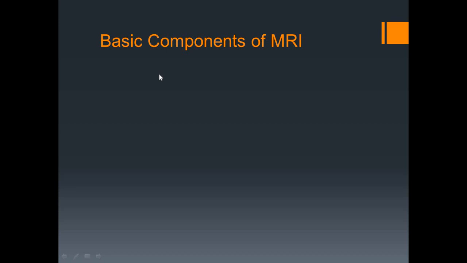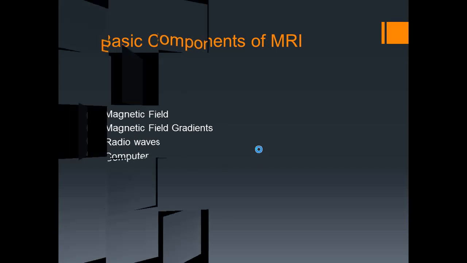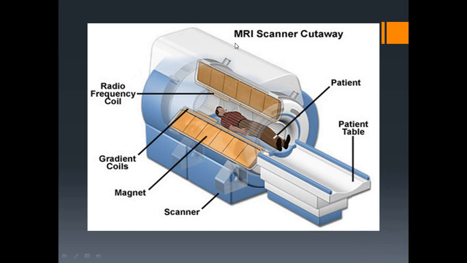Basic components of MRI: magnetic field, gradients, radio waves, computer. So these are the main four components that make the MRI machine. Here is an MRI scanner cutaway image. Here we can see the components like scanner, magnet, gradient, coils, radio frequency.